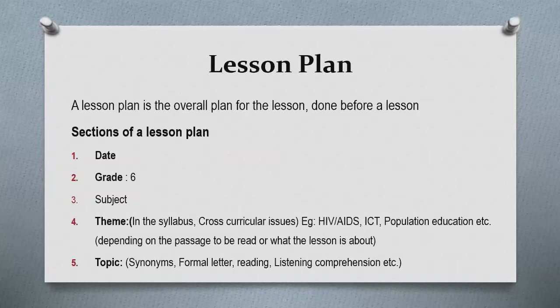There are certain sections of a lesson plan. Some of them are very easy, but we are going to start off with the first one, which is always the date. This one is straightforward, and then you should write the grade. The date, you write the date on which you are delivering the lesson, and the grade, to which grade you are teaching, for example, grade 6 or grade 7. The subject is English second language because that is the subject you are going to be teaching.